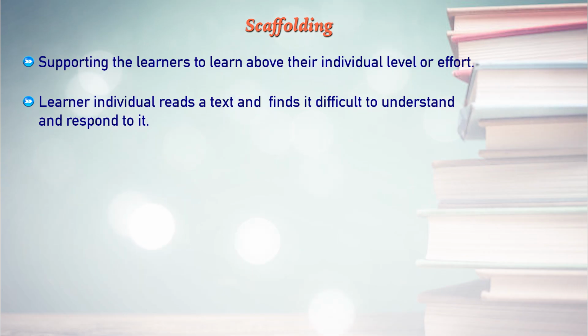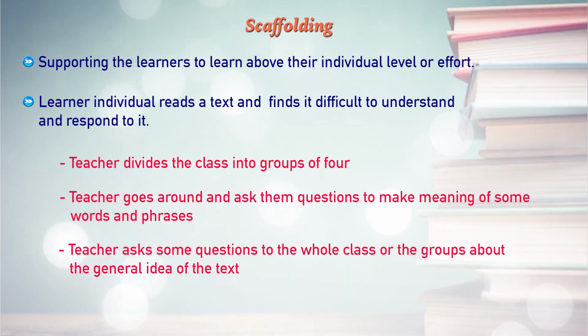Suppose now scaffolding can happen. The teacher divides the class into groups of 4. The teacher goes around and asks them questions to make meaning of some of the words, phrases and ideas. The teacher asks some questions to the whole class or the group about the general idea of the text. Look at it, there are 3 activities the teacher has done here.